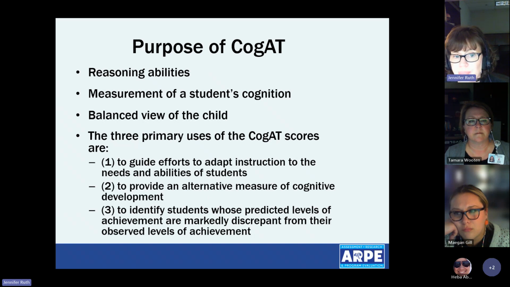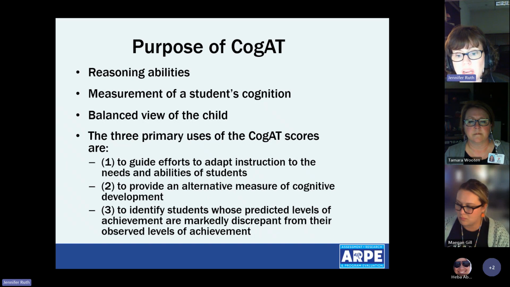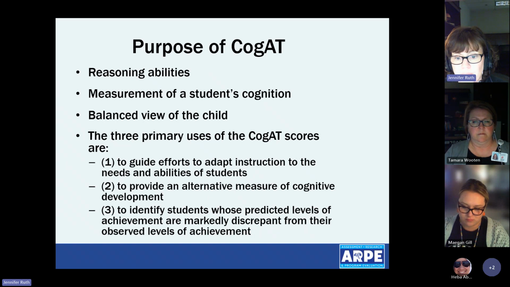The 3 primary uses of CogAT are to guide our efforts to adapt instruction to the needs and abilities of students, so we can use it to find out how they learn best, to provide a measurement of cognitive development. That's the piece that we use it for with PACE testing, to have a quantitative measure of cognitive development. And then finally, to identify students who have a discrepancy between their achievement and their ability, that there's a difference between what we think they should be able to do and what they're doing in the classroom.